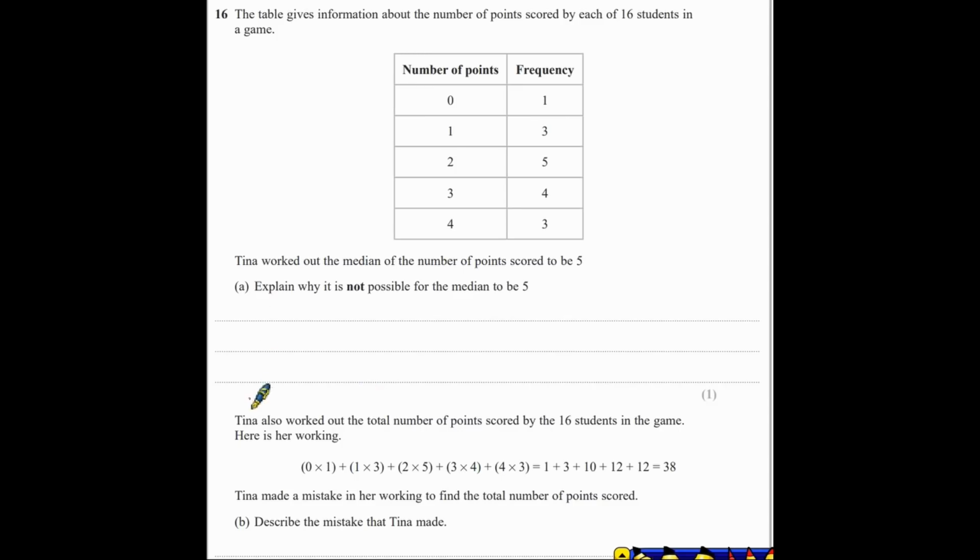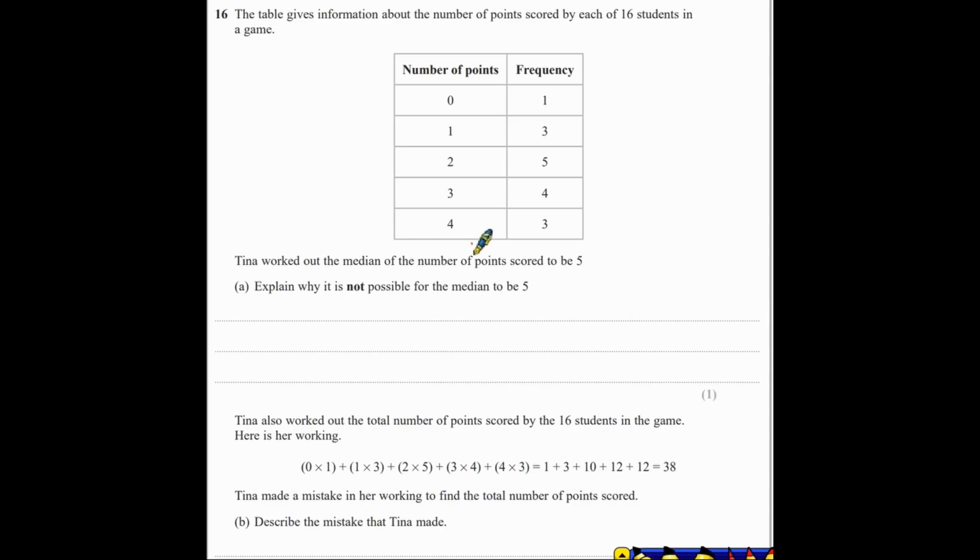Question 16, we've got parts A and B. Let's have a look at them both together. So the table gives information about the number of points scored by each of 16 students in a game. So if you look at the table, it means that the number of points scored once was no points, 3 times was 1 point, and so on down the table.